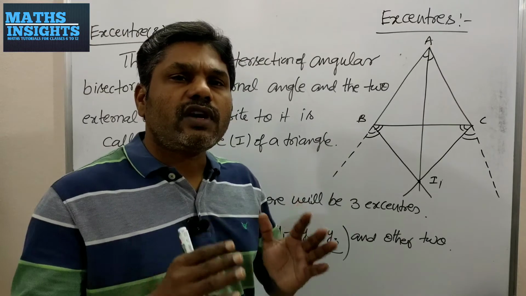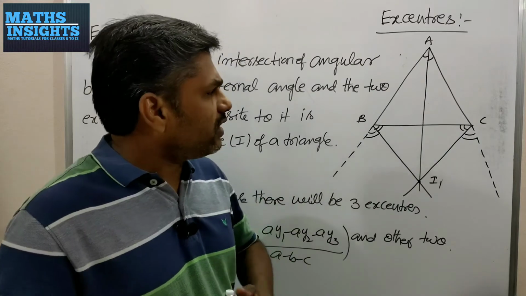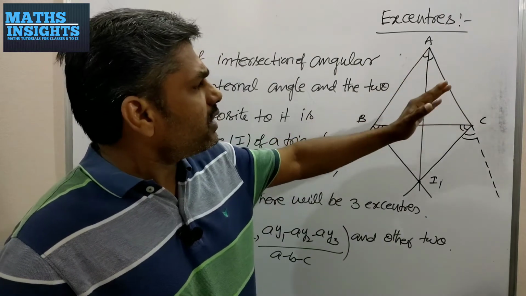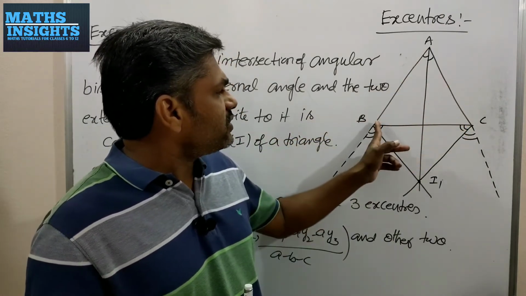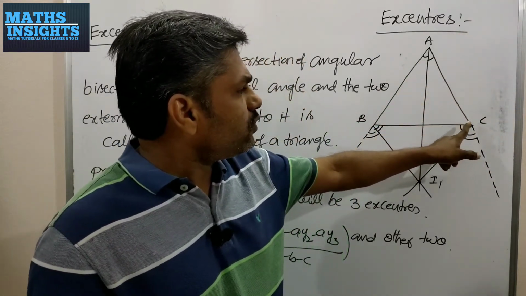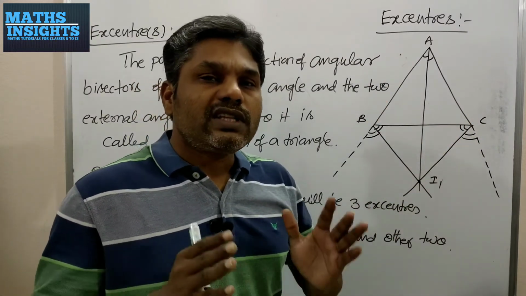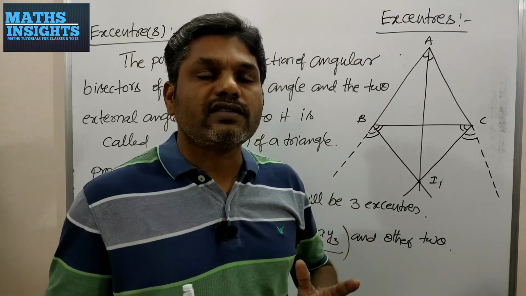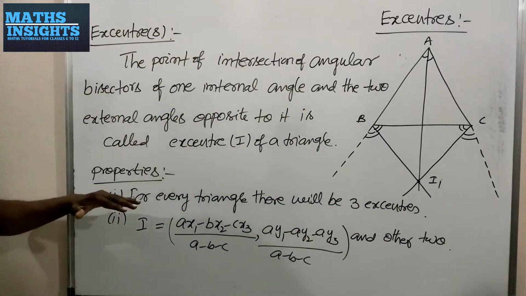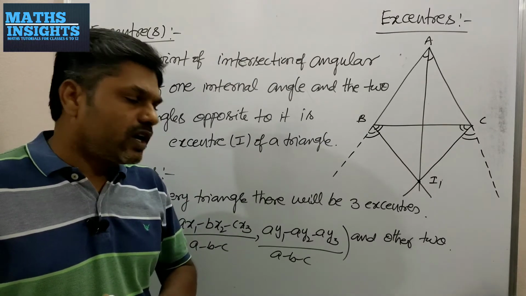Why? Because for every triangle there are three excenters. I am drawing the excenter opposite to the angle A. You may draw the excenter which is opposite to the internal angle B in this way, and the third one may be opposite to the internal angle C. In this manner, you may have three excenters. You may name them as I1, I2 and I3. So when you come to the property, for every triangle there will be three excenters.